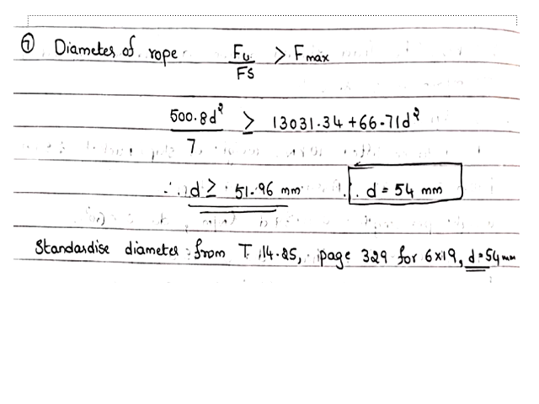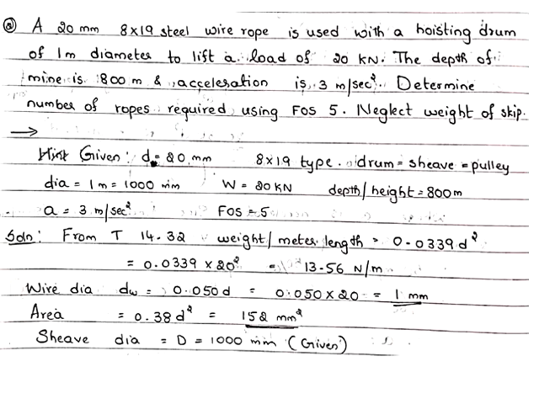Moving on to the second problem. A 20 mm 8 into 19 steel wire rope is used with a hoisting drum of 1 meter diameter to lift a load of 20 kilonewton. The depth of the mine is 800 meter and the acceleration is 3 meter per second square. Determine the number of ropes required using a factor of safety 5. Neglect the weight of the skip. So the given values are: small letter d is given as 20 mm.